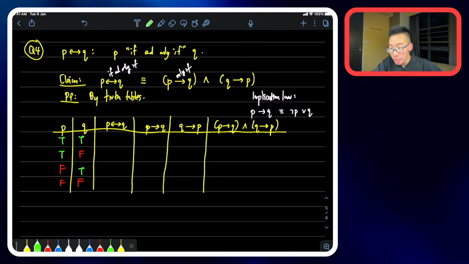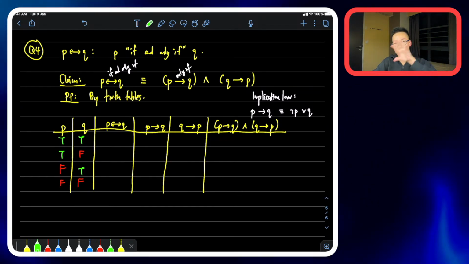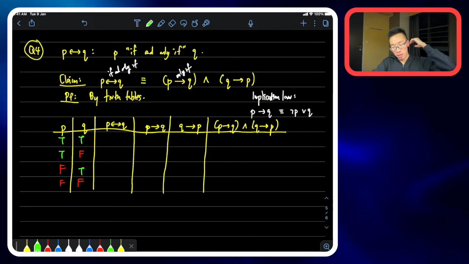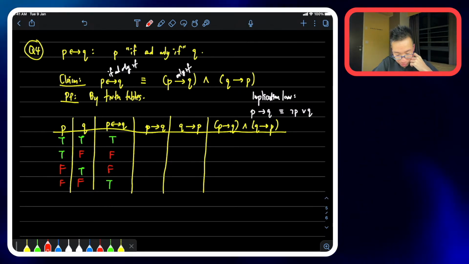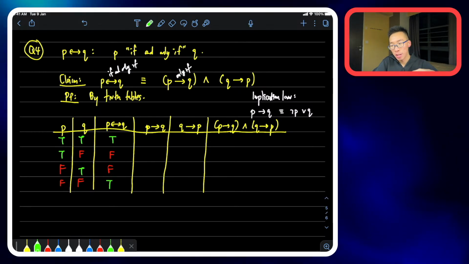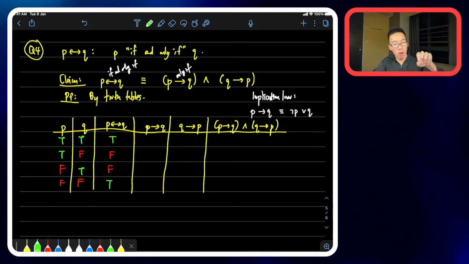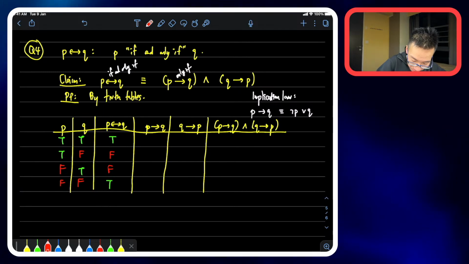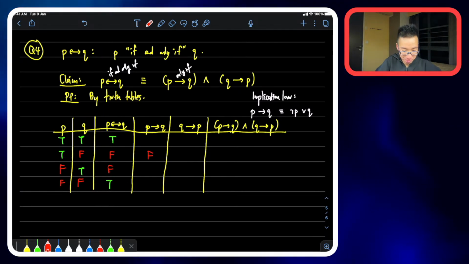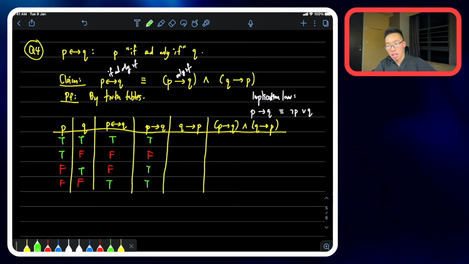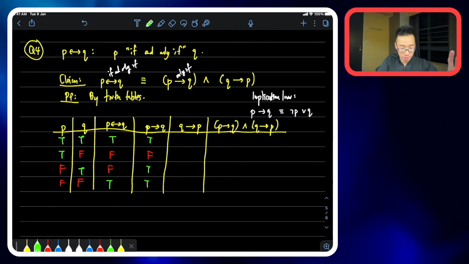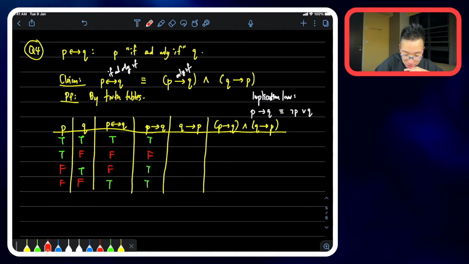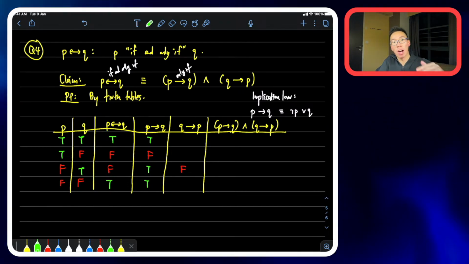So, P if and only if Q means that P and Q have the same truth value. That means we're going to get truths on these rows and falses in the other rows. P implies Q is going to be false when P is true and Q is false, and it's going to be true otherwise. Now Q implies P is going to be false when Q is true and P is false. So true implies false, in this case it's over here, and it's going to be true otherwise.